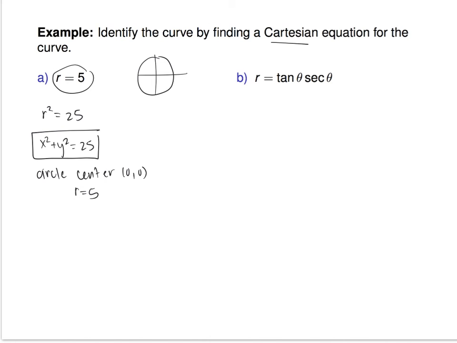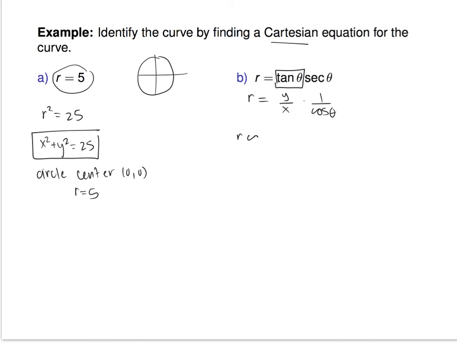All right, tangent theta, secant theta. Well, I don't know what to do. So, r equals tangent theta. Can I change that back into y's and x's pretty easily? I think tangent is just y over x, right? And secant theta is 1 over cosine, so that's 1 over x.